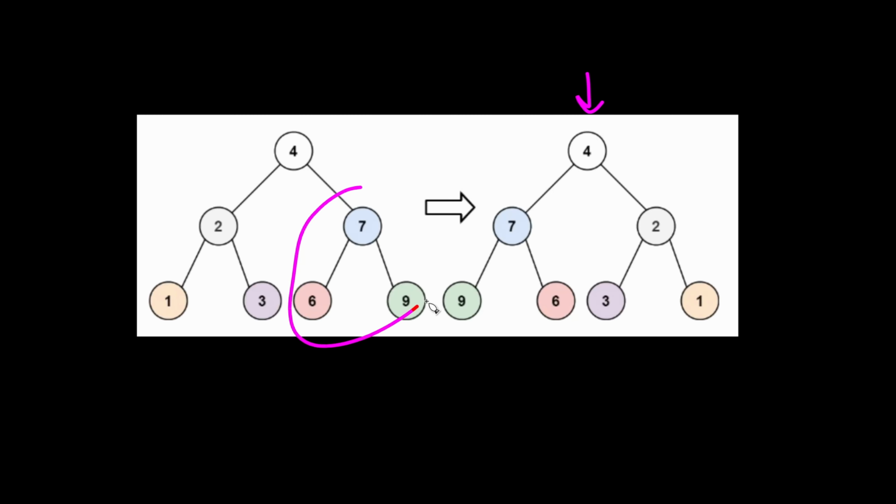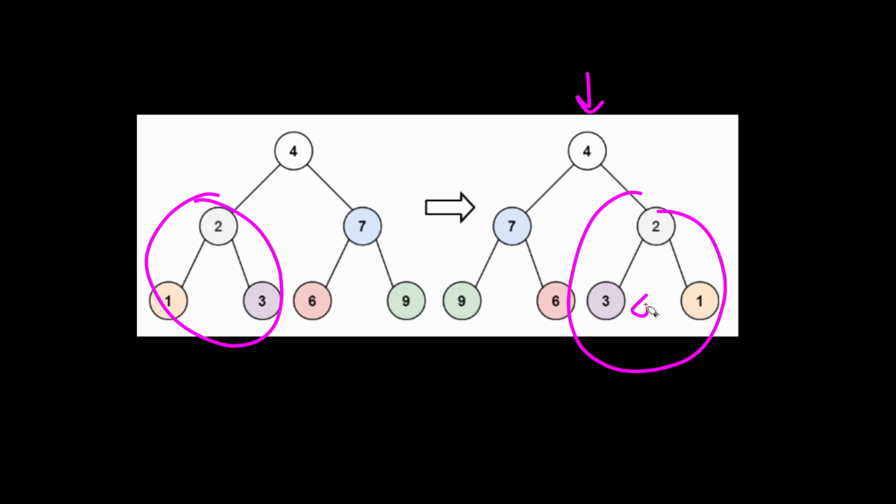So let's consider the original right child, which is now the left child. 9 is now on the left and 6 is on the right. And same for the original left subtree. It has its children swapped as well. So 3 is now on the left and 1 is the right child.